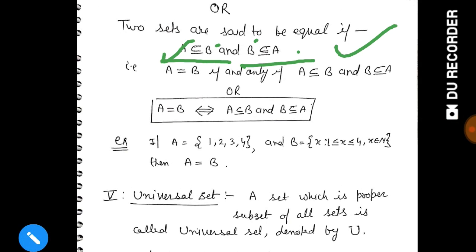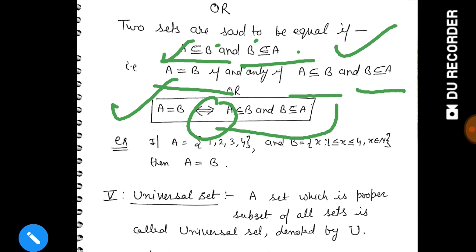Okay, so mathematically the definition of equal sets can be written as: if A is a subset of B and B is a subset of A, then the two sets are said to be equal, A = B. So A = B if and only if A ⊆ B and B ⊆ A. This is the symbol of a biconditional, true from both sides. If A = B, then we have A ⊆ B and B ⊆ A, and conversely, if we have A ⊆ B and B ⊆ A, then A = B.